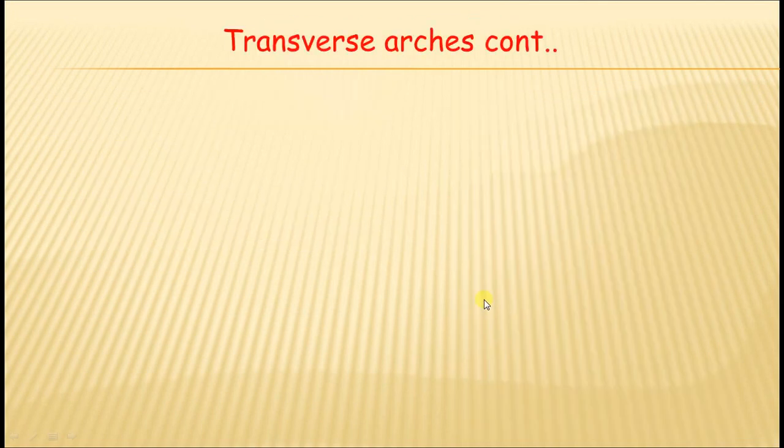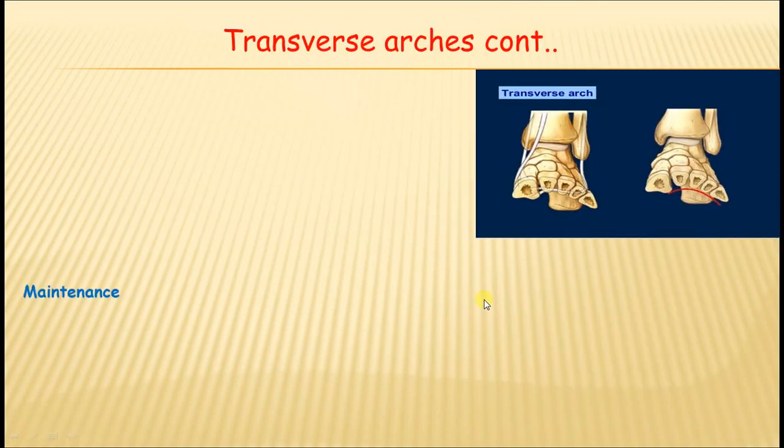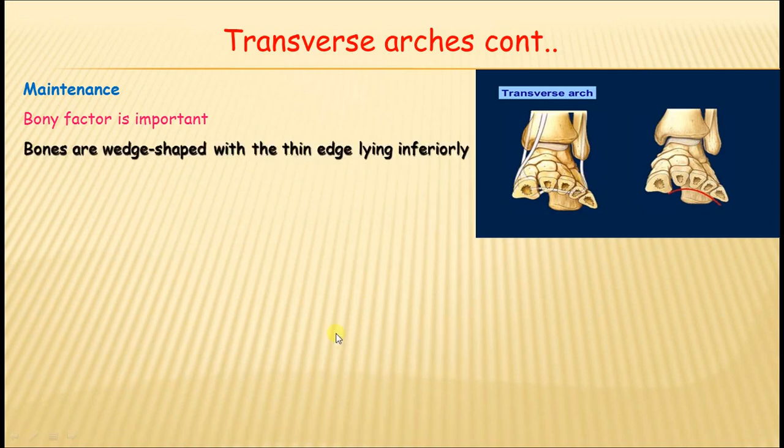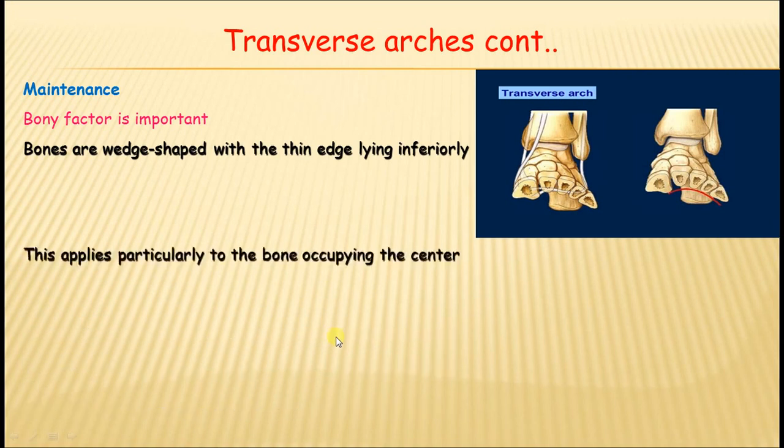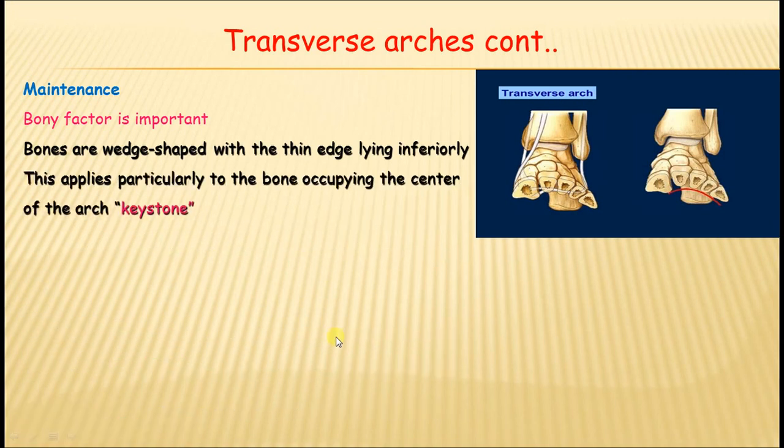So next, the other factors of the transverse arch, how it is maintained. Bony factor, perfectly wedge shaped. All the bones you are able to see, they are perfectly wedge shaped. So that is why the bony factor is important, especially for the keystone which occupies the center of the arch. This bony factor is very, very important. Otherwise the transverse arch collapses.